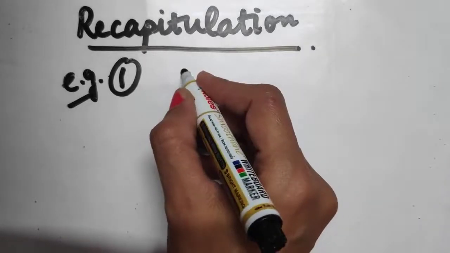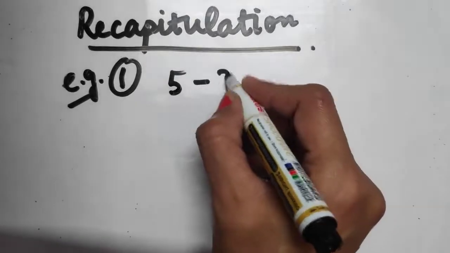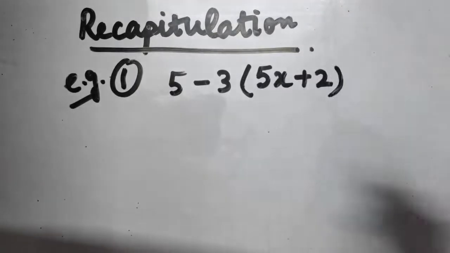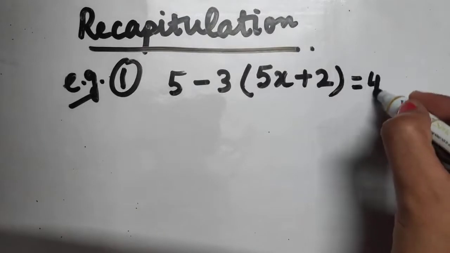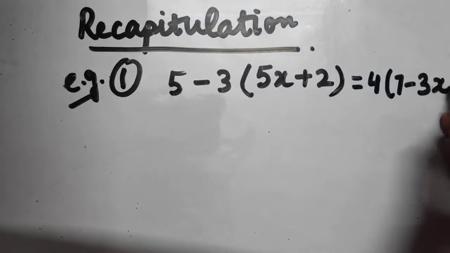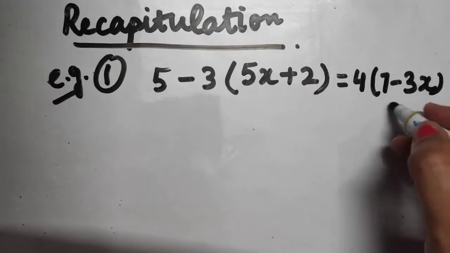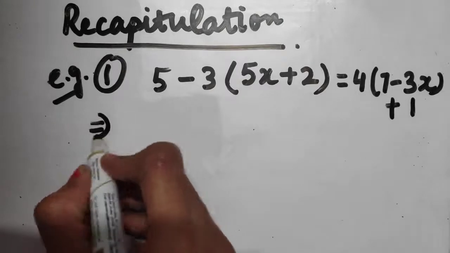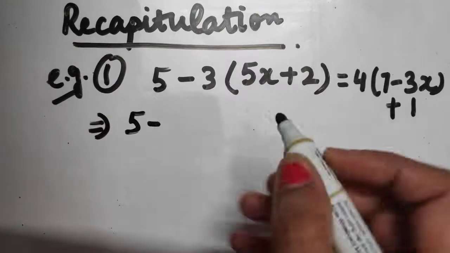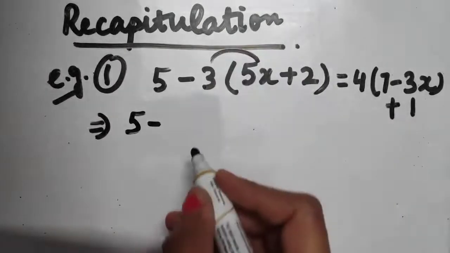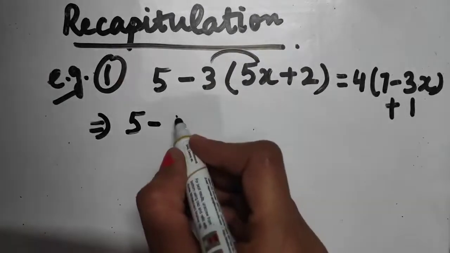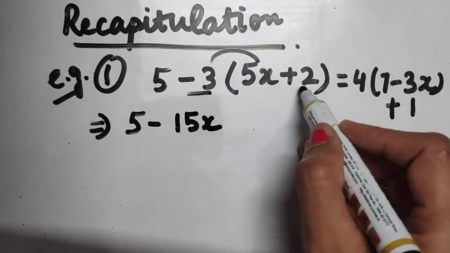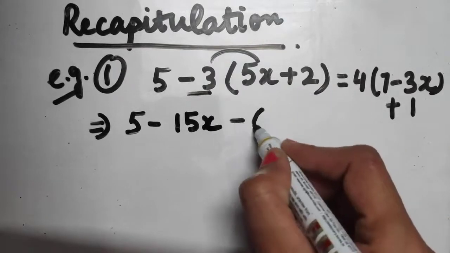The first example is 5 minus 3 bracket 5x plus 2, equal to 4 bracket 7 minus 3x, plus 1. This complete expression is our right hand side and this is our left hand side. So, I am solving it. It will be 5 minus, this 3 is to be multiplied by 5x, so it will be 3 into 5x, that will be 15x. Now, this minus 3 is to be multiplied by 2, so it will be minus 6.